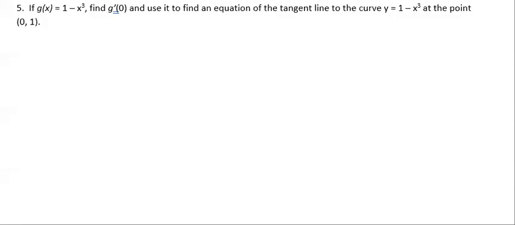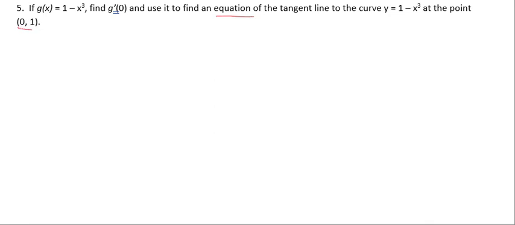Let's look at writing the equation of a tangent line at a particular point. For this one, we're given g of x equals 1 minus x to the third. And we're asked to find the derivative at 0 and to use that to find an equation for the tangent line. So we're looking for an equation for the tangent line to the curve, and we're looking at the point 0, 1. So there's a lot going on here.